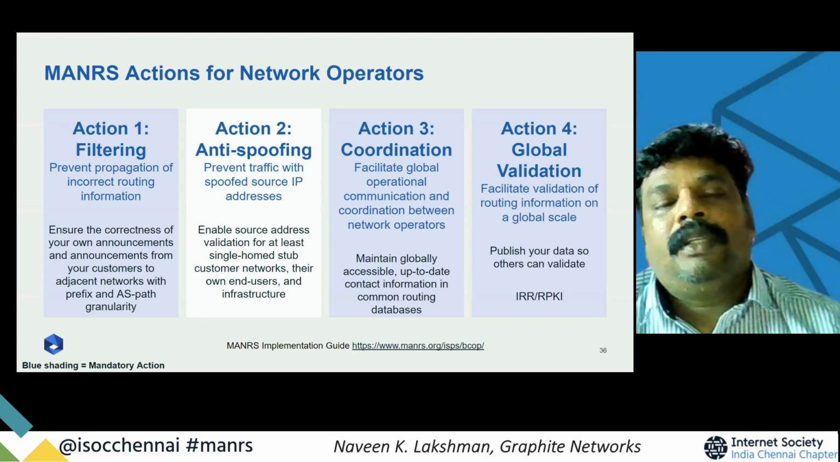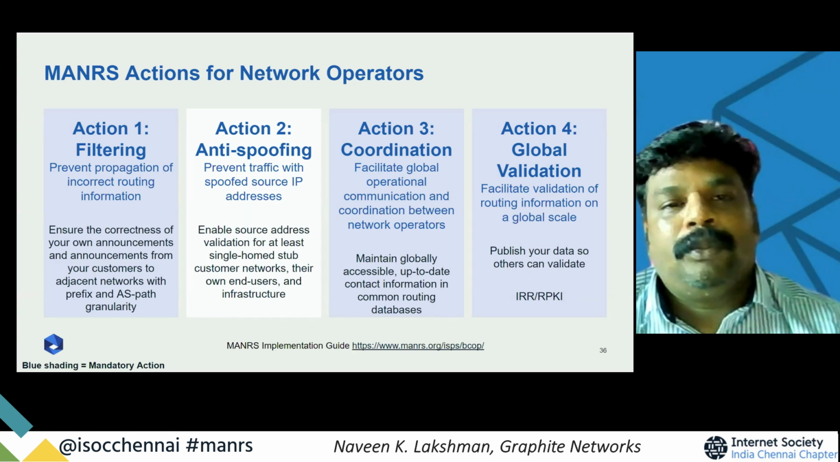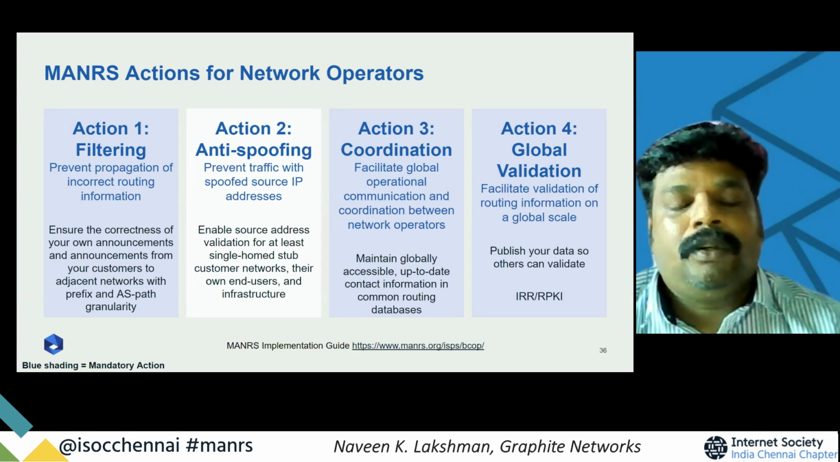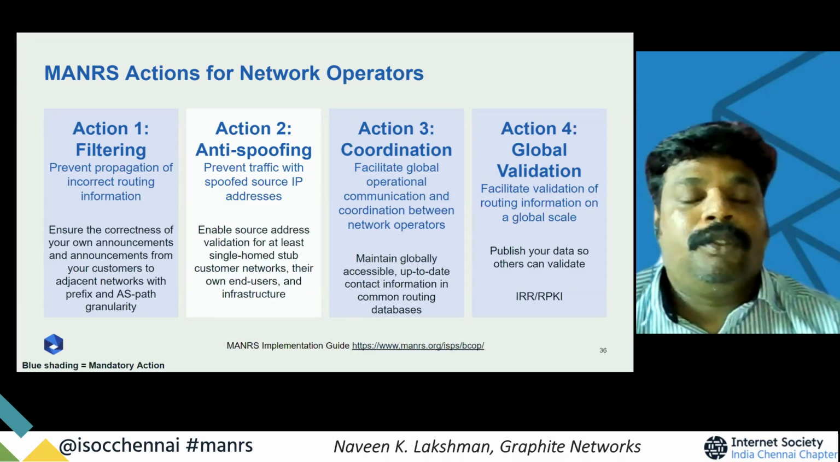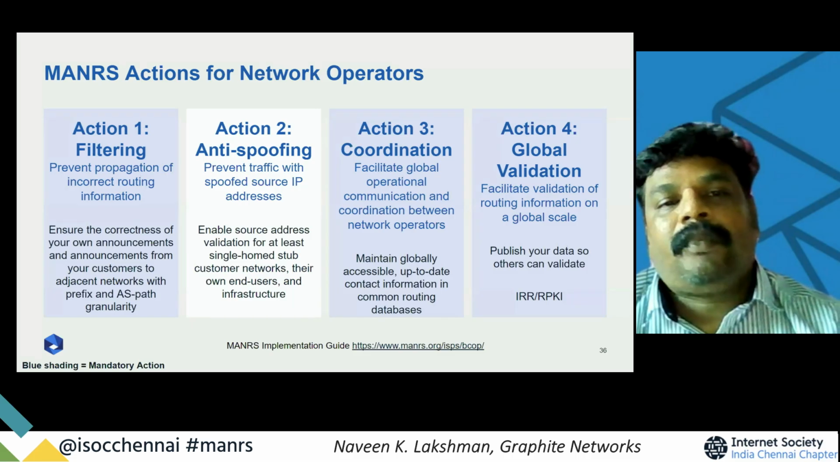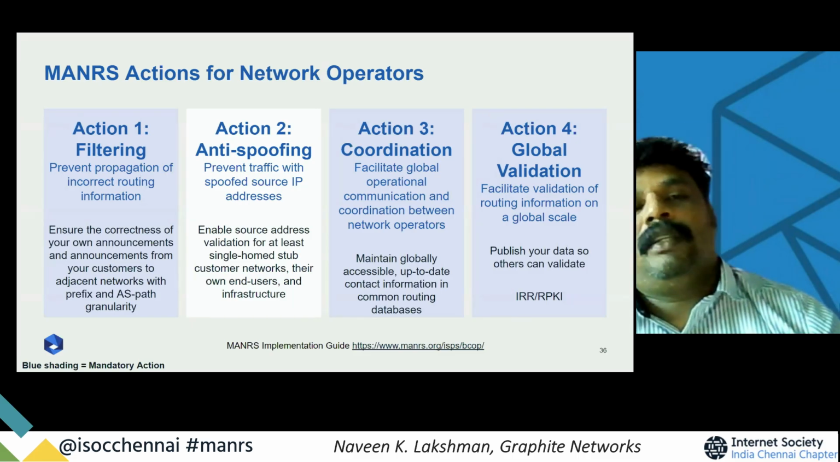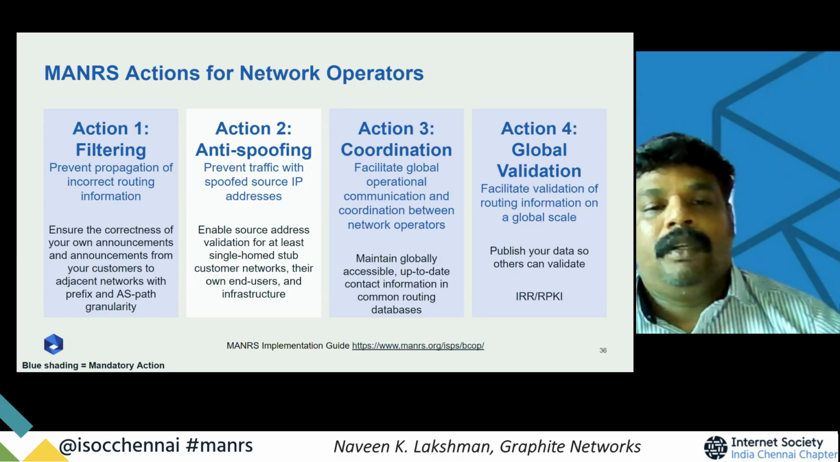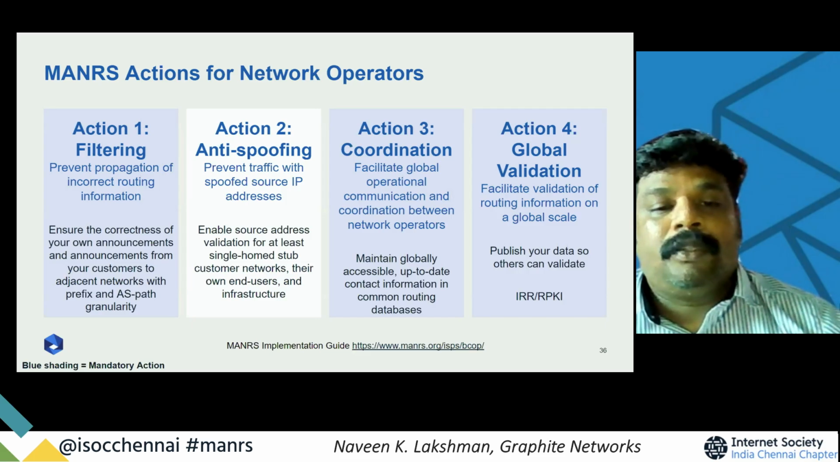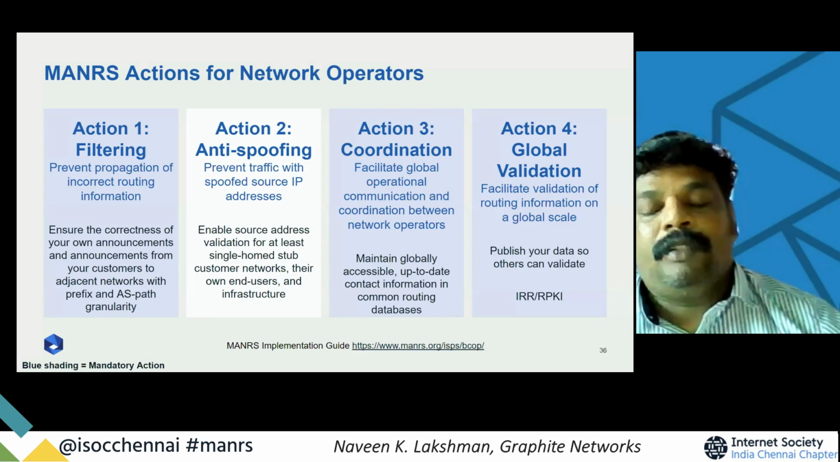You don't want to send any kind of hijack routes or anything that is called bogons or shouldn't be routed into your network, or you shouldn't be propagating it. And there is something called anti-spoofing, that is action 2, which prevents traffic from spoofed IP addresses. So we have to ensure that a source address is validated, at least for a single home network, so that it is not being part of any spoofing activity.